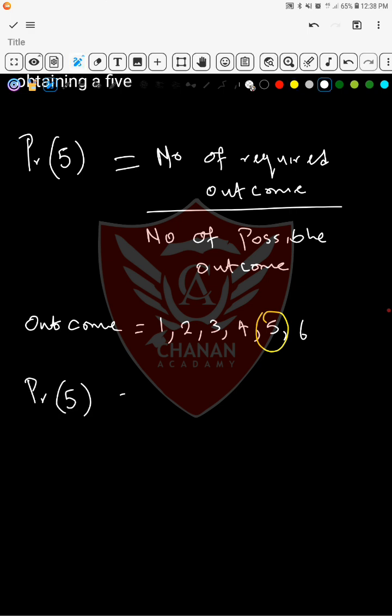So the probability of obtaining a 5 is equal to, the number of required outcome, and how many times can we have 5 in this outcome? Just 1. So we have 1 over the number of possible outcomes. What are the possible outcomes? They're actually 6. You can only have 1 or 2 or 3 or 4 or 5 or 6. So it's 1 over 6. This is the probability of obtaining a 5 from a single cast of a die.